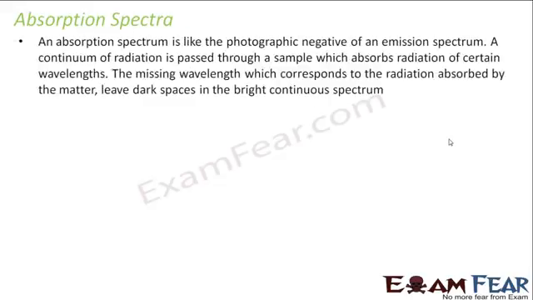An absorption spectrum is like the photographic negative of an emission spectrum. As I mentioned, whenever we supply some energy to an object, this is my object, I supply some energy E to this object. So this substance is absorbing the energy. So some energy it will absorb and the remaining will be emitted as emission spectra. Now what about the energy which is absorbed? So the energy which is absorbed, that is given as the absorption spectrum. It is somewhat like this.